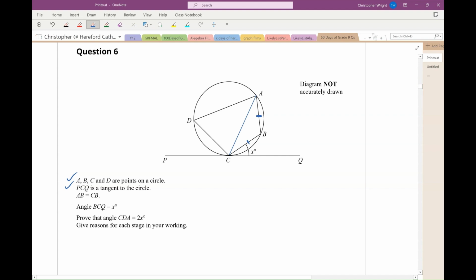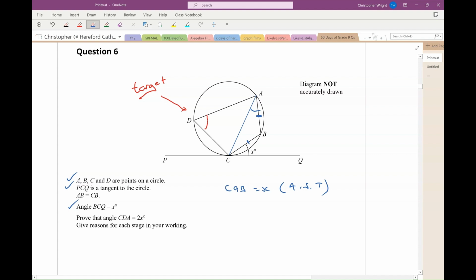Right, angle BCQ is x, that's labelled already. Prove that angle CDA, that's this angle here, so that is our target. And we have to prove that that equals 2x. Let's have a look. Well, the first thing I reckon is that I can find this angle here, angle CAB. Well, that's x because of the alternate segment theorem.